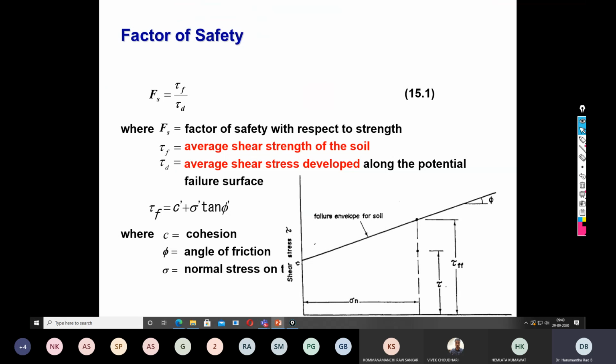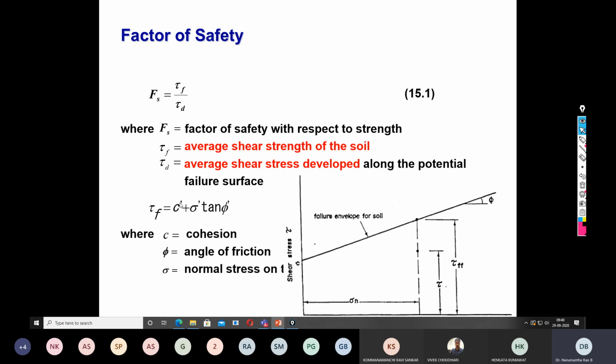Okay, so now let us try to understand the technical details about what is the factor of safety. As I explained earlier, factor of safety can be defined as the ratio of the shear strength upon the shear stress. Tau F is the average shear strength of the soil mass, tau D is the average shear stress developed along the potential failure surface. In order to make you understand, normally we try to determine the shear strength of the soil using the Mohr-Coulomb failure envelope, that is tau F is equal to C dash plus sigma dash tan phi dash.